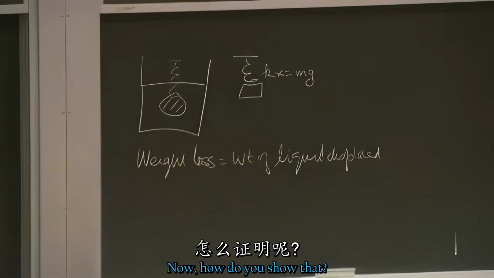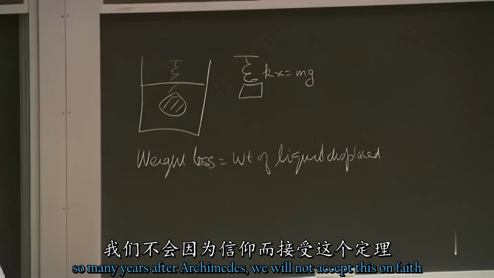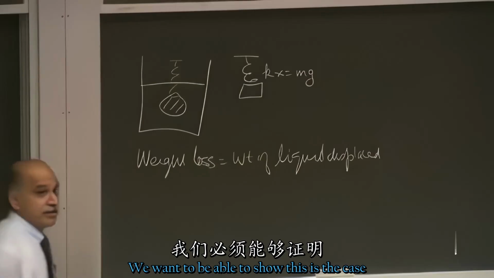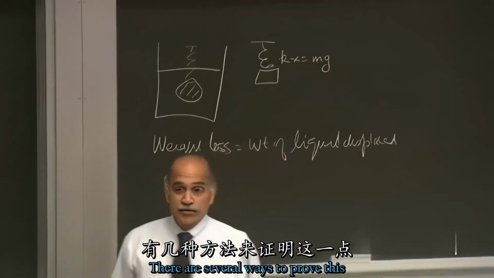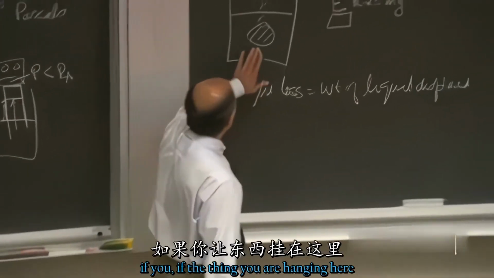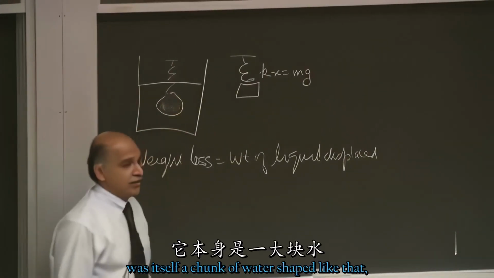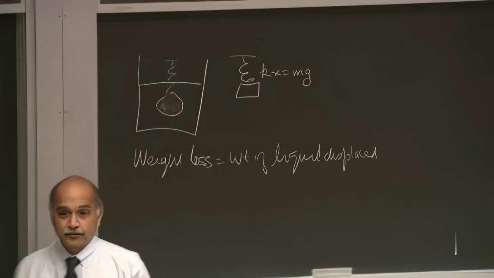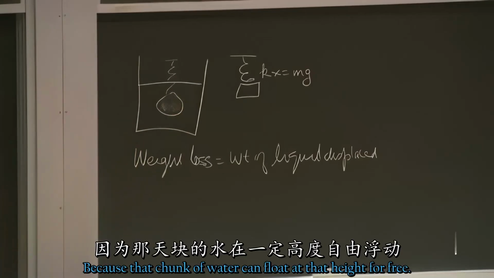Now, how do you show that? Because right now, so many years after Archimedes, we will not accept this on faith. We want to be able to show this is the case. There are several ways to prove this. One way which I like is to say, if the thing you were hanging here was itself a chunk of water shaped like that, you don't have to do anything, because that chunk of water can float at that height for free.